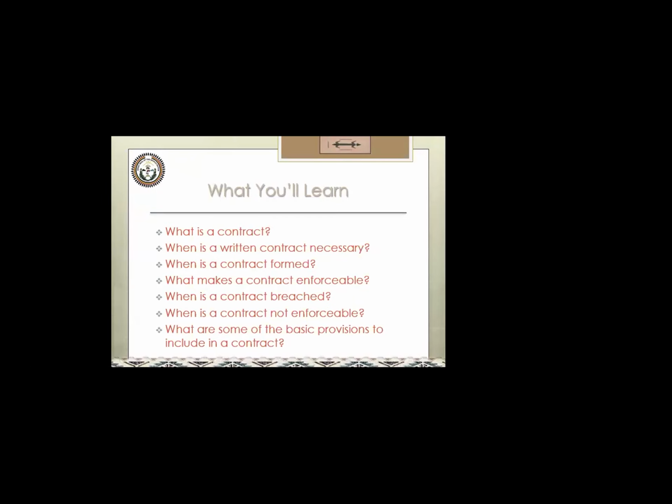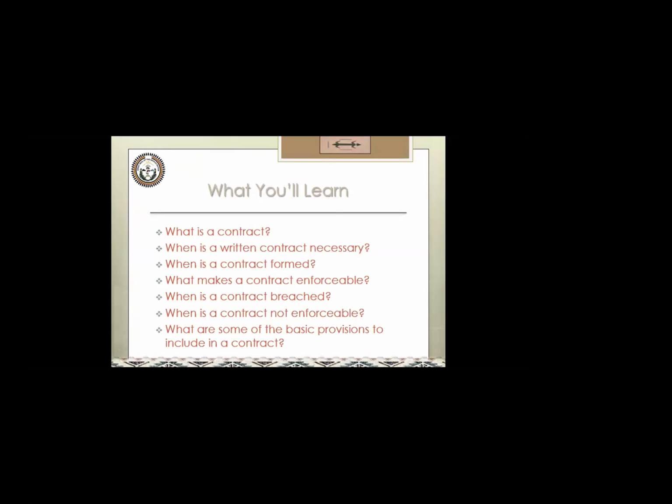So some of the takeaways from the lecture, building off of the last workshop, you're gonna learn these things. What is a contract? When is a contract necessary? So if you're entering into a business transaction with somebody, whether it's for services or you're selling products, are you required to put that contract into writing, or can you do an oral contract? And what is a contract when it's fully formed? What's the elements behind it? What makes that contract enforceable?